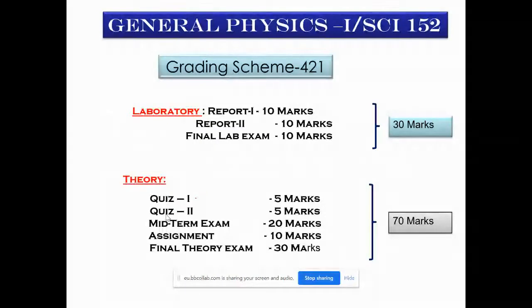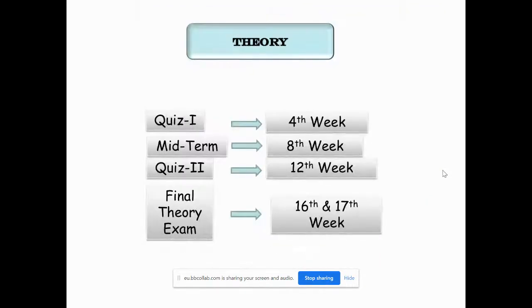Understand? So this assignment mark will be entered in week number 13 or 14 in your SIS, and then your final theory exam will be 30 marks. So totally 70 marks comes from your theory part, and then 30 marks comes from your lab part. So please try to work hard, try to get full marks, try to get A+. Understand? Understand.